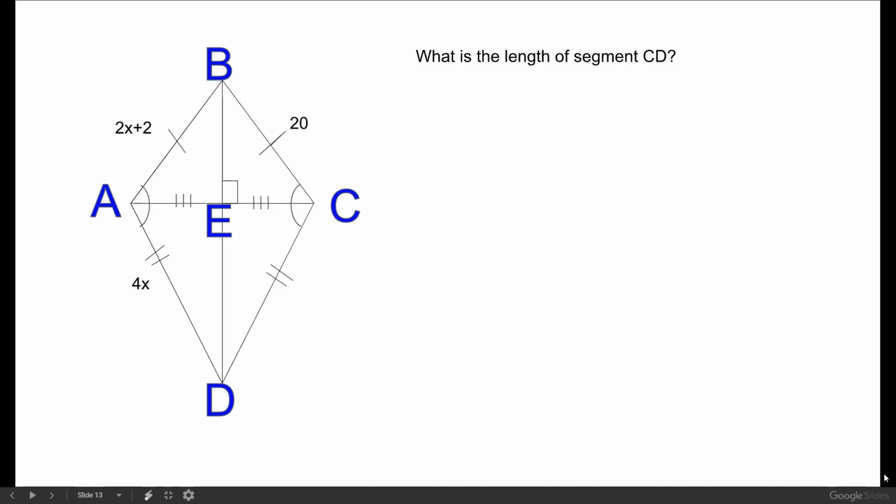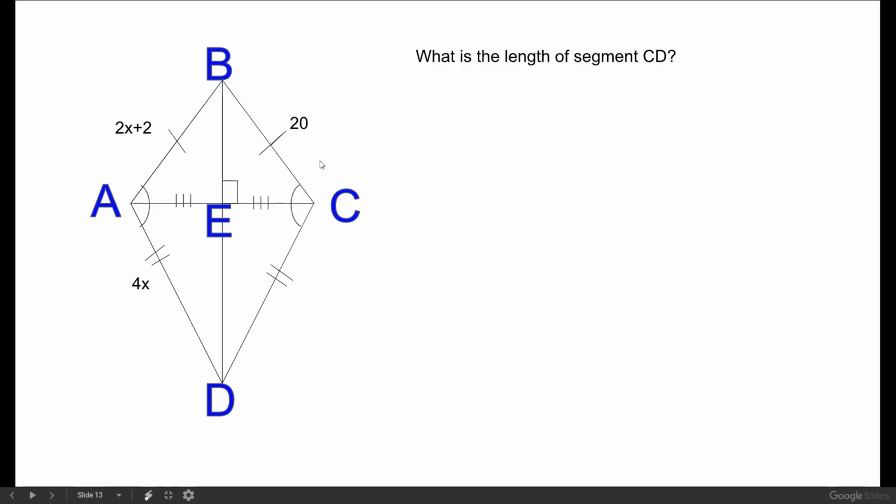Alright, let's look at the question they are asking. This says, what is the length of the segment CD? So let's first identify what they're talking about. So here's my segment CD, and they want to find this length. A lot of these types of problems, in order to solve them, you have to identify what the variable is and solve for that. If you notice here, we have an x here and an x here.